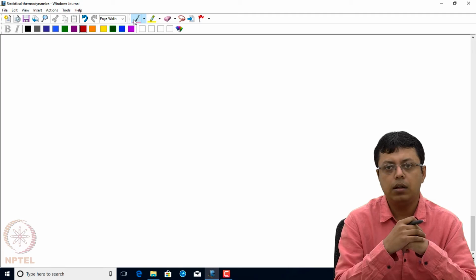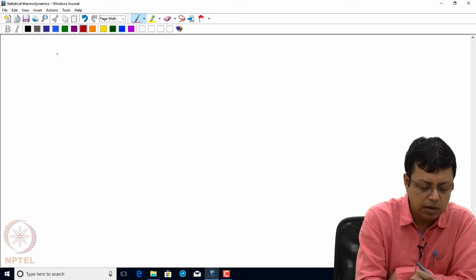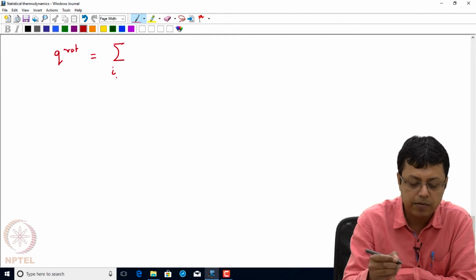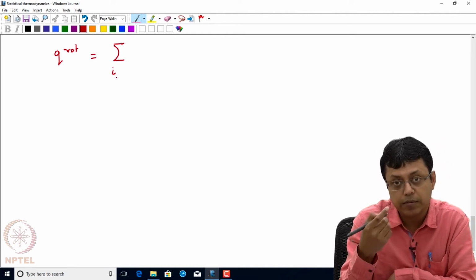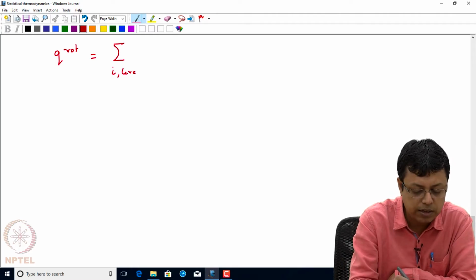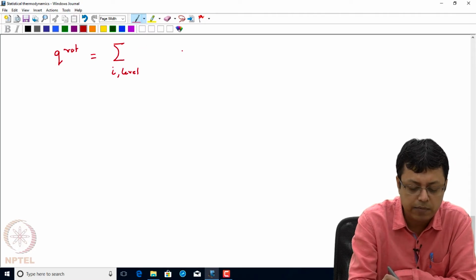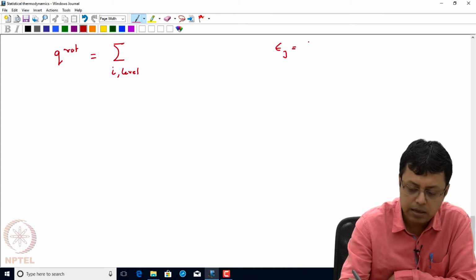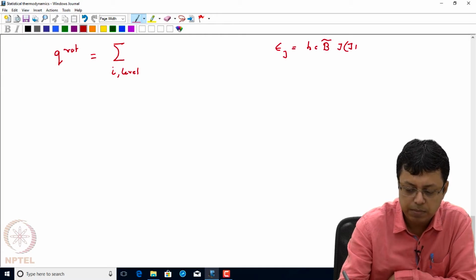All right. So let us now try to find out what is the rotational partition function. Just like before, we'll write the rotational partition function as a sum over states or a sum over levels. In this case, we'll use the sum over levels notation because the rotational energy levels are, for example, usually with the quantum number denoted as J, written as hcB̃ J(J+1).